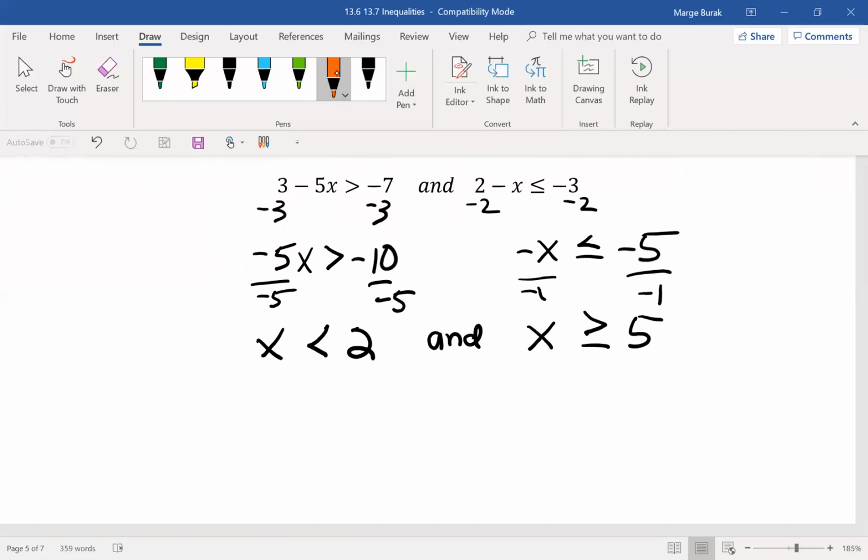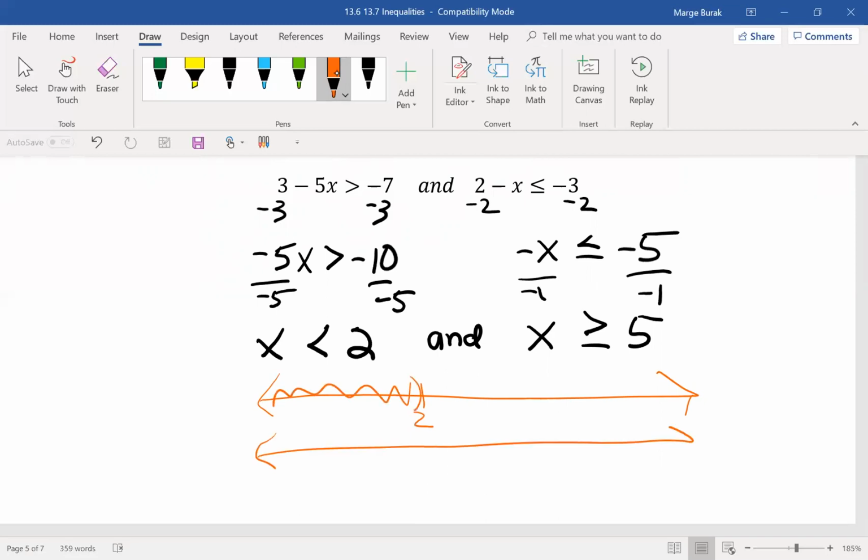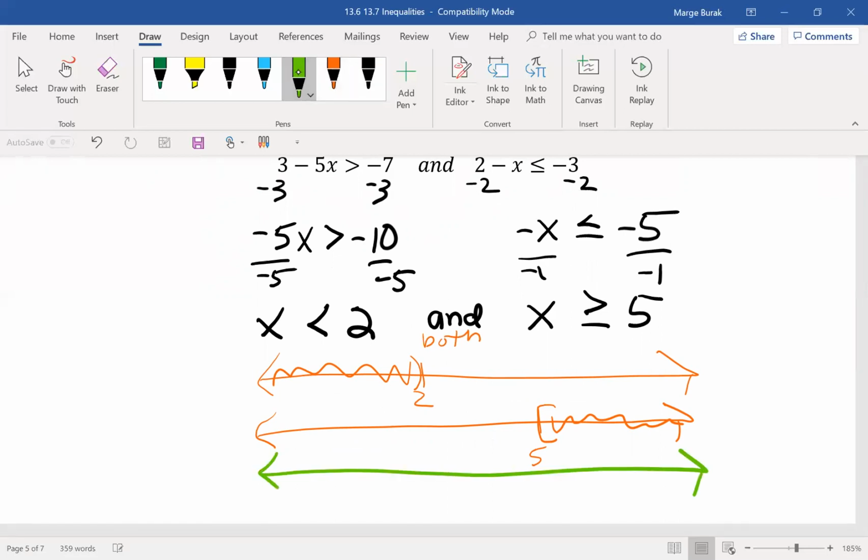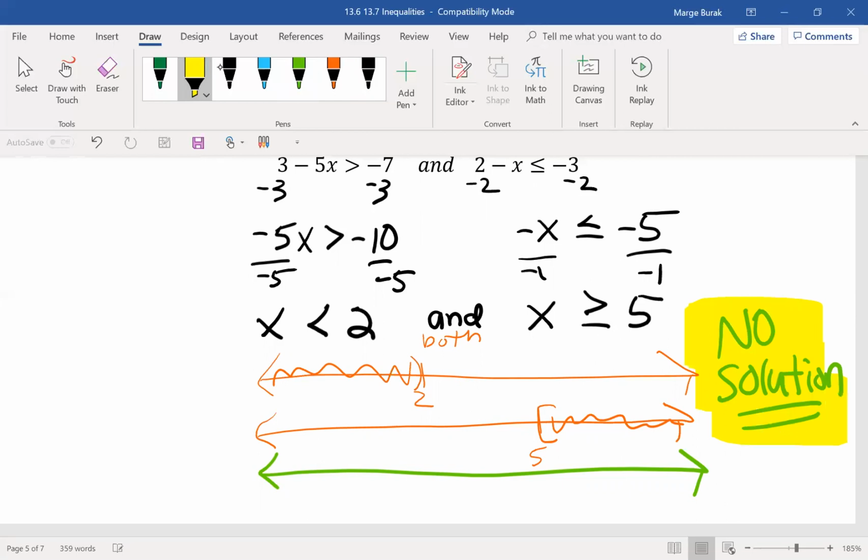All right, I'd like to look at this now. Okay, so all the numbers that are less than 2 are over here. And all the numbers that are greater than 5 or equal to 5 are over here. And which ones are in both? Because and means both. It's intersection. That means I would have none of them. There are none. So the solution to this is no solution. Okay? And that's because it says and.